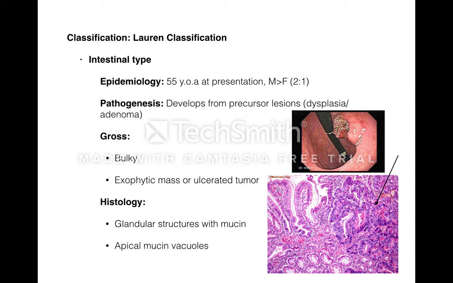On endoscopy, they will appear as bulky exophytic masses or an ulcerated tumor with heaped up borders, and an example is shown here. On histologic exam, they contain abundant mucin, and neoplastic cells will have apical vacuoles filled with mucin.